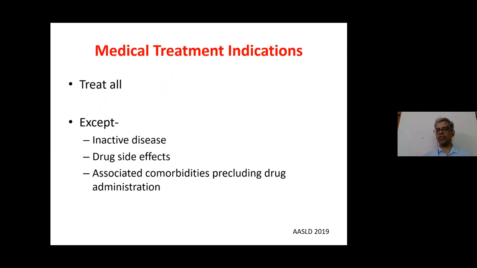Yes, you should treat all patients with autoimmune hepatitis, but there are certain scenarios in which you may not treat, that is, in patients who have inactive disease, and that is what they mentioned, and when you're having lots of drug side effects. Along with that, there comes a scenario when you have lots of comorbidities like severe osteopenia, patients bedbound, or other comorbidities which preclude your drugs from being given. At that juncture, you need to take a call whether you need to treat such patients. And we'll discuss these scenarios in the later half of the talk.